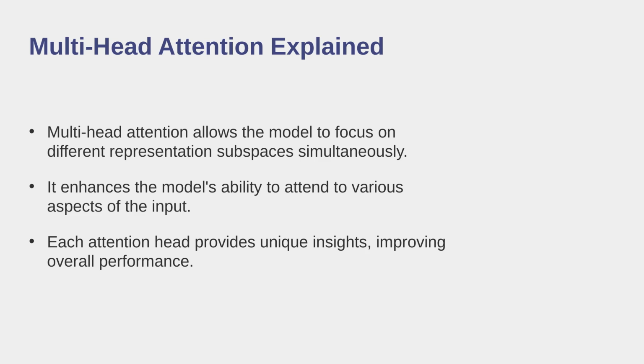For example, one head might attend to syntactic relationships, while another focuses on semantic meanings. By concatenating the outputs of these heads and processing them through a final linear transformation, the model can synthesize a more holistic representation of the input. Think of it as having a team of experts analyzing a complex problem from different perspectives. The collective insights from these perspectives lead to a more informed and accurate outcome. This multifaceted approach is what sets the transformer apart from its predecessors.